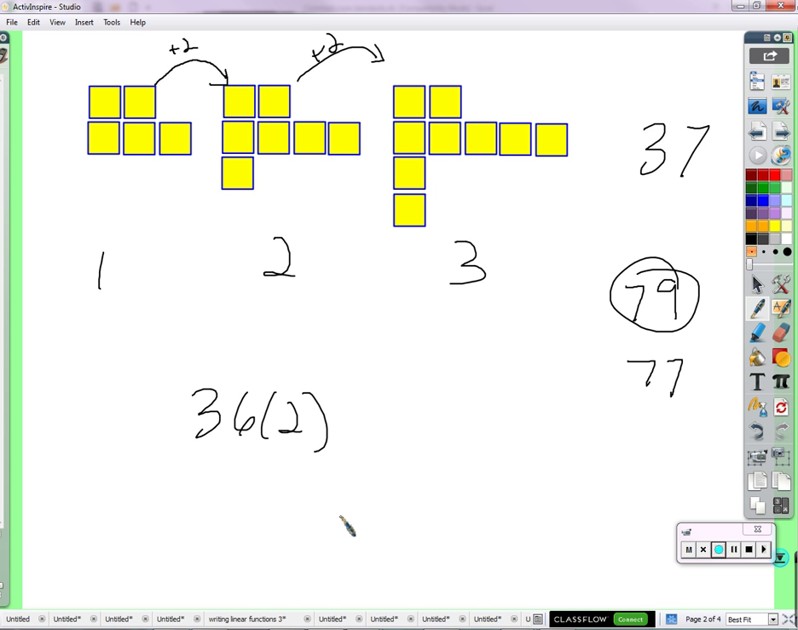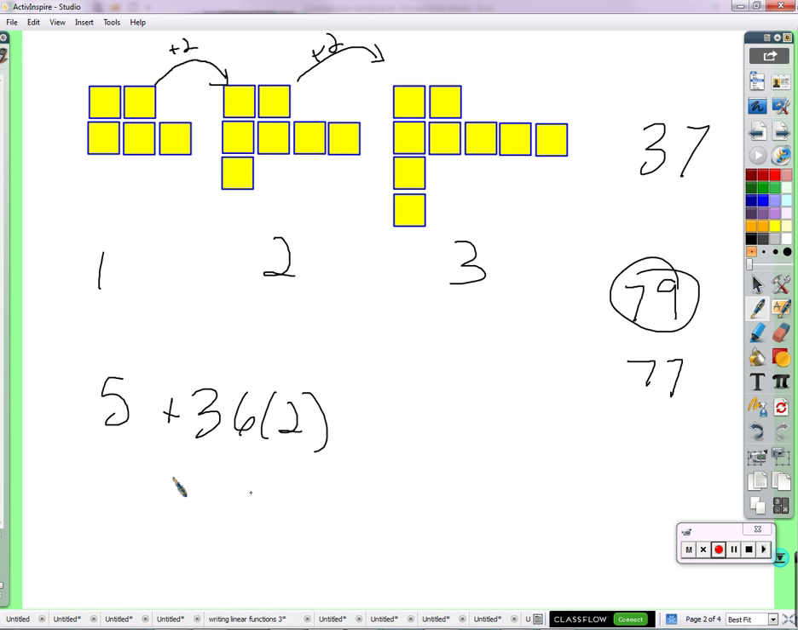All right, 36 steps to get to 37. Each of those worth 2 blocks. 36 times 2. Wouldn't it be easy? But that's just how many we're adding on. How many did we start with? 5. Let's add that on to 5. Now we've got the number of blocks in figure 37.